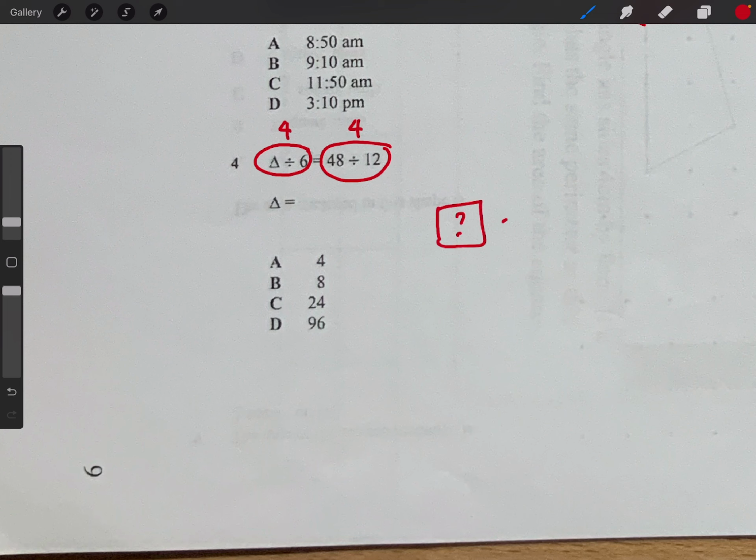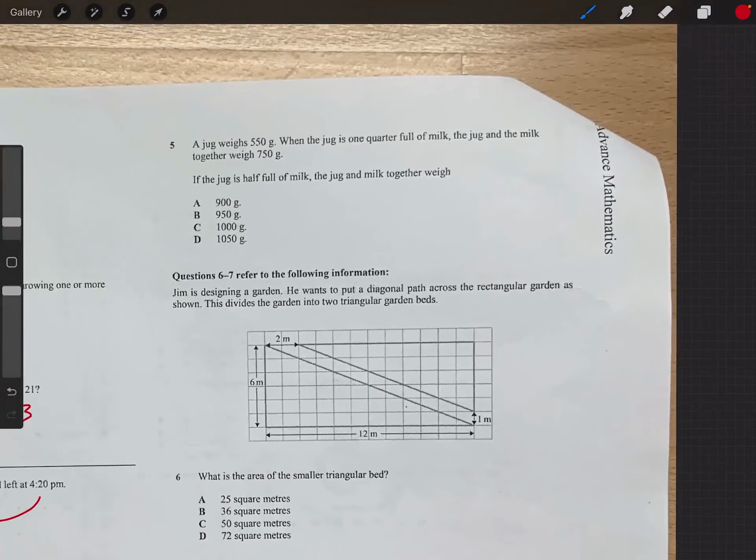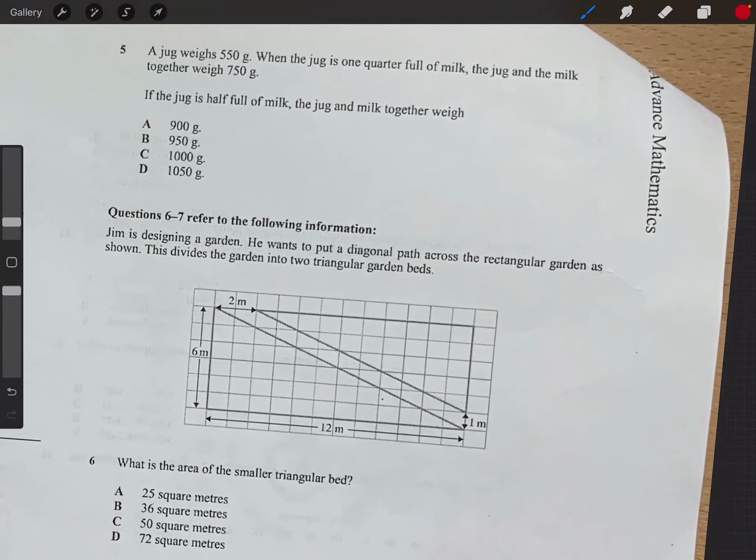Something divided by 6 is equal to 4. Can you figure out what that number is? Have a think about that one. It's not too hard. Now the next one says a jug weighs 550 grams.